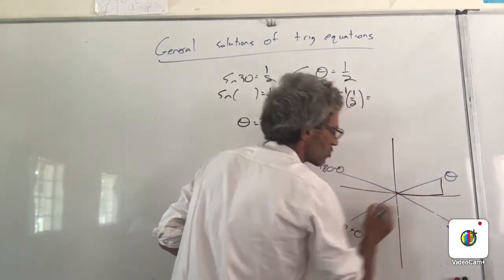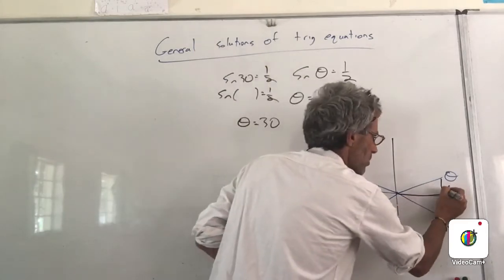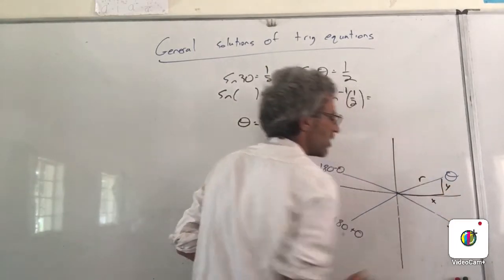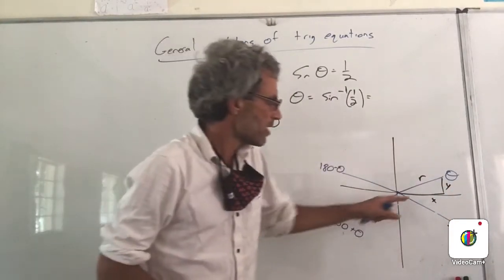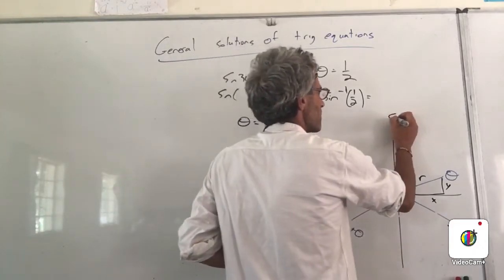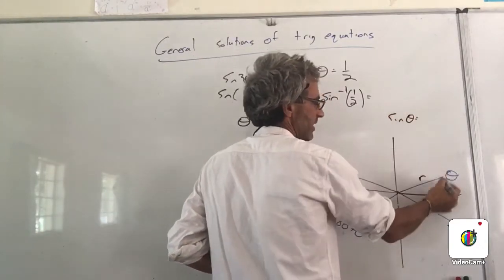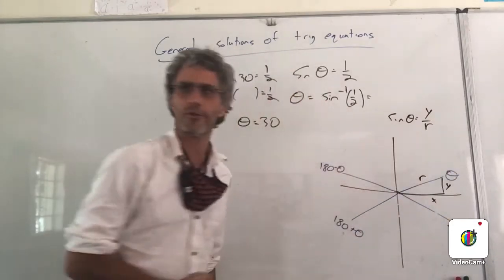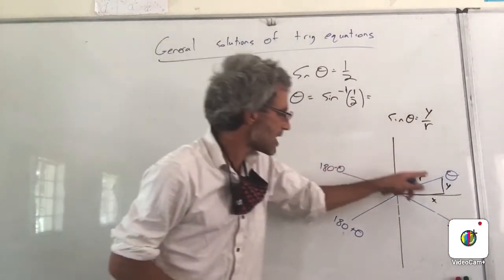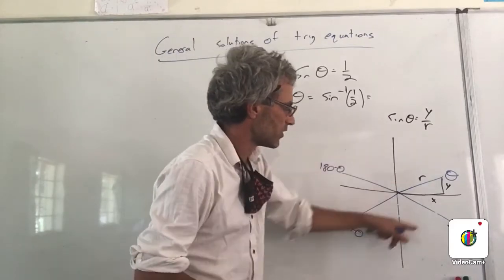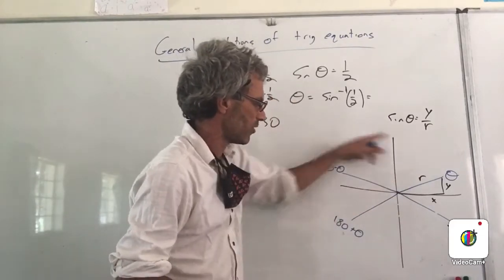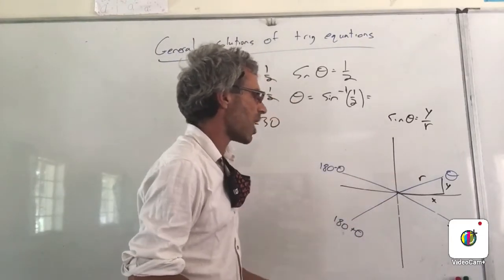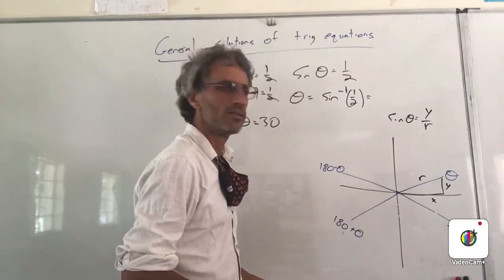If I draw that triangle, this is my y, this is my x, this is the r. Right? What is sine theta? Sine theta is basically the y over the r, right? The opposite over the hypotenuse. Yes. Is there another place here, somewhere on this quadrant, on that plane, that has the same y? Yeah. Is there another one?